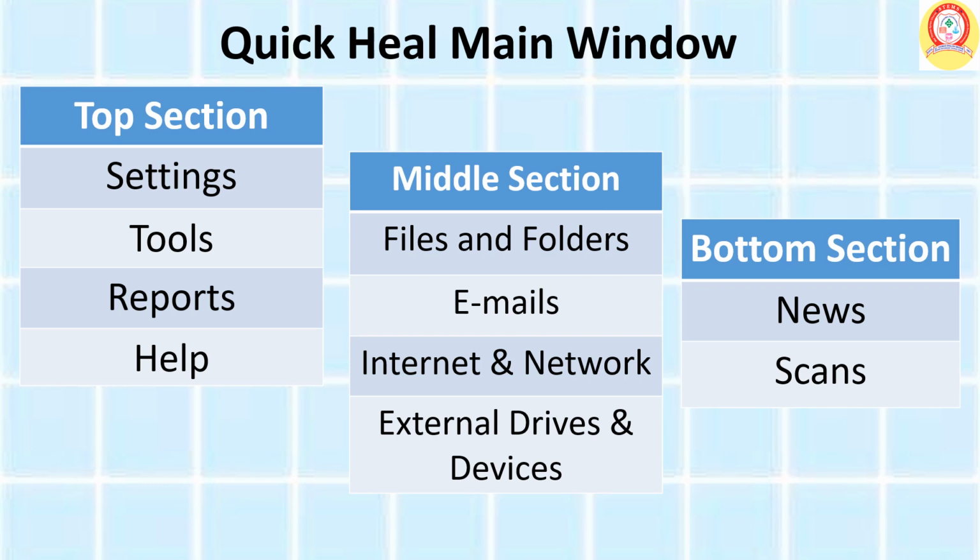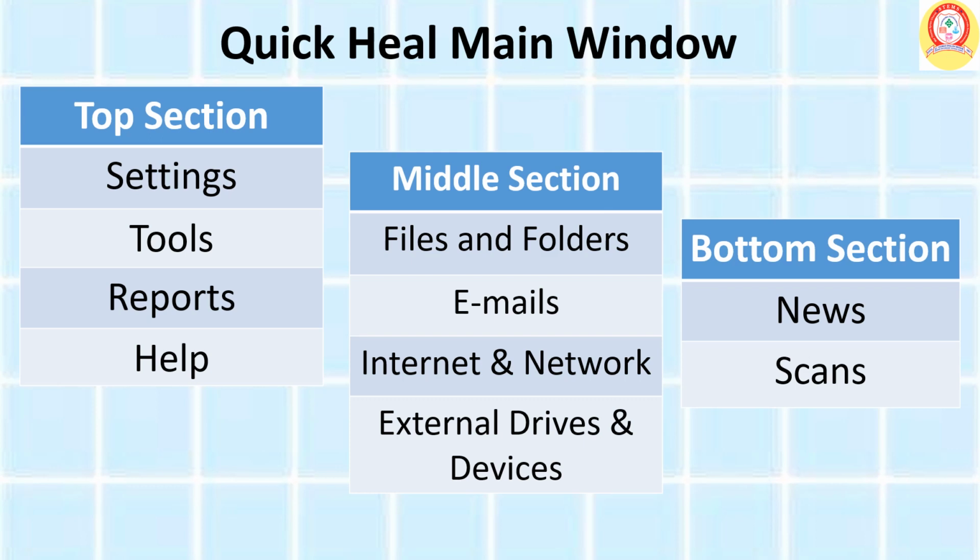The middle section deals with protection options: files and folders, emails, internet and network, external drives and devices. Files and folders. Let's study that first. This helps you to configure settings that protect files and folders against threats. Now let's study email. This allows you to configure settings related to threats that arrive by email, trusted email clients and protection from spam. Okay children? Internet and network.